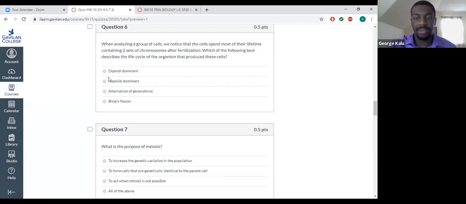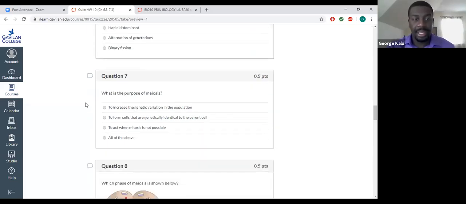Right, this would be diploid dominant. Perfect. Good job, Kimberly and Christopher. So this would be diploid dominant. If we have 2 sets of chromosomes within a cell for the majority of its lifespan, it's going to be considered diploid dominant. Now, if it only had 1 set of chromosomes after fertilization, then we would consider it haploid dominant. If it spent about an equal amount of time with 1 set of chromosomes as 2 sets of chromosomes, then we would consider that alternation of generations.